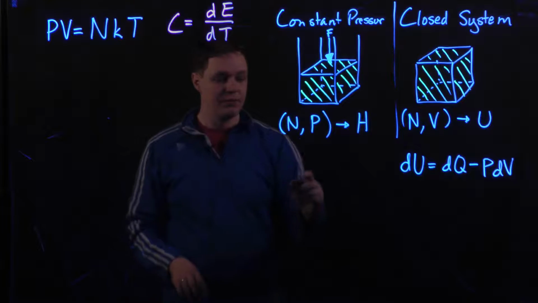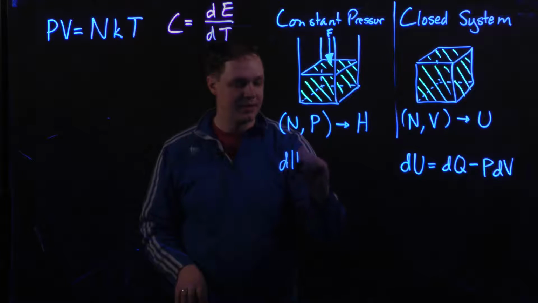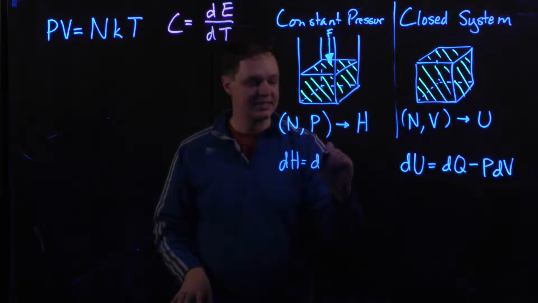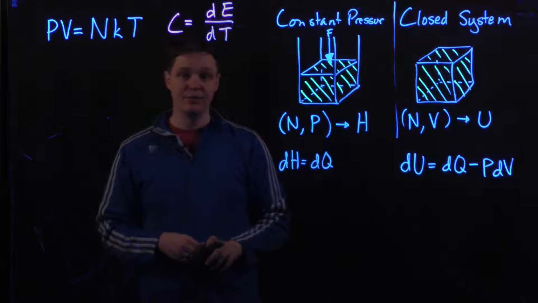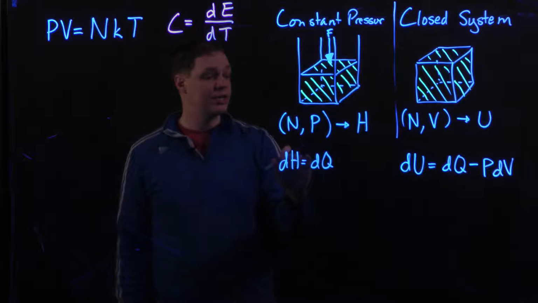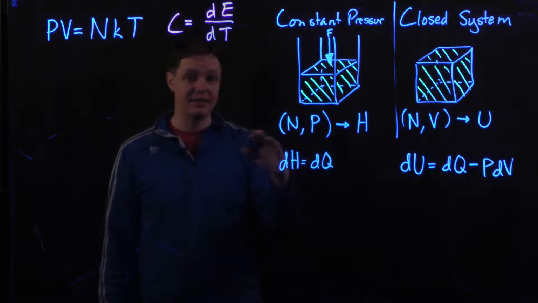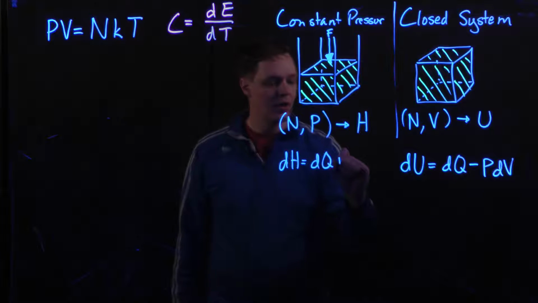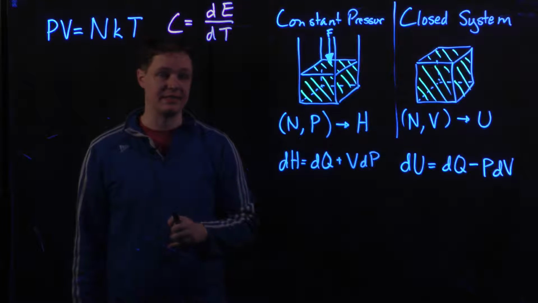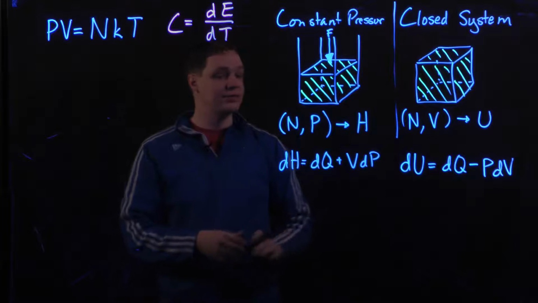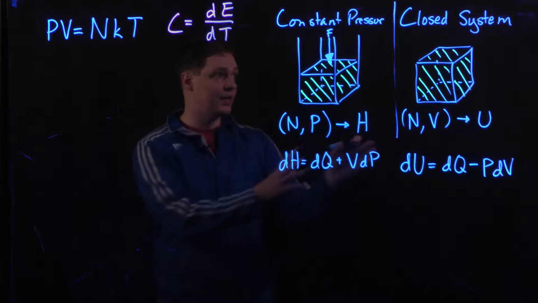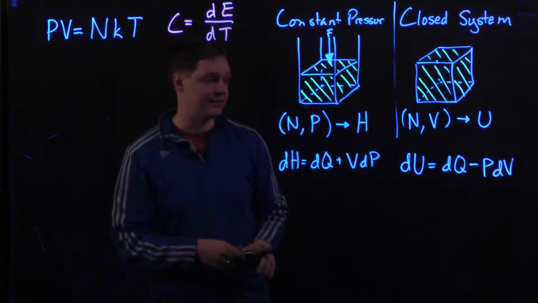For the constant pressure system, the first law of thermodynamics looks slightly different. The first part's the same. Any change in enthalpy, any change in the total available energy in this constant pressure system, will be due to some heat I put either into or take out of the system, or it will be due to changes in pressure within the system. And so these two are the first law of thermodynamics for a closed system and for a constant pressure system.